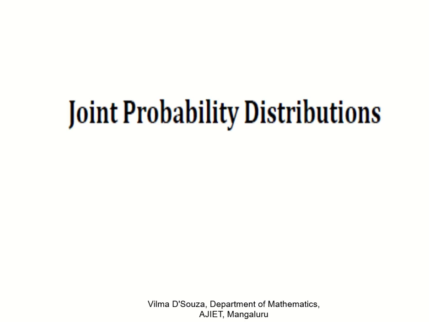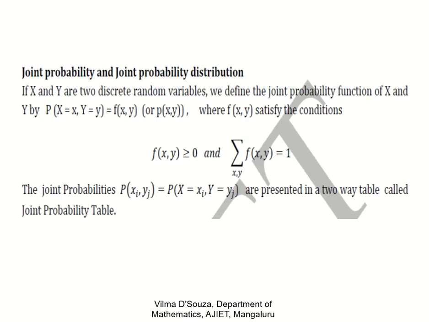Before continuing with the problems, let us first recall the basic concepts and formulas of joint probability distribution. You have seen the definition: probability of x taking value x and y taking value y, denoted by P of x comma y. Each probability is greater than or equal to 0, and the sum of the probabilities is equal to 1.